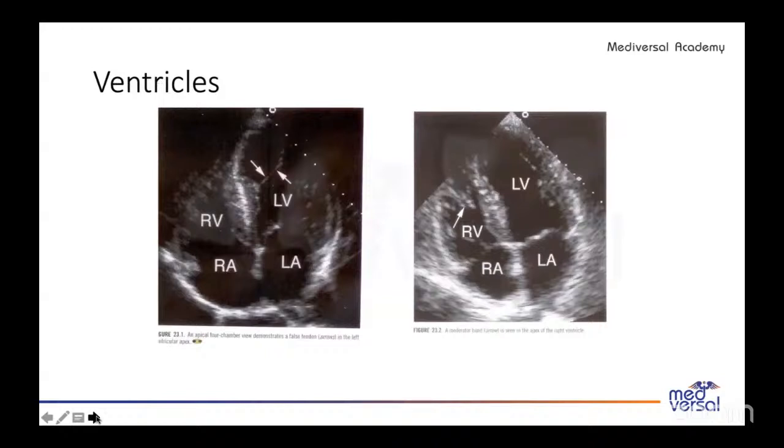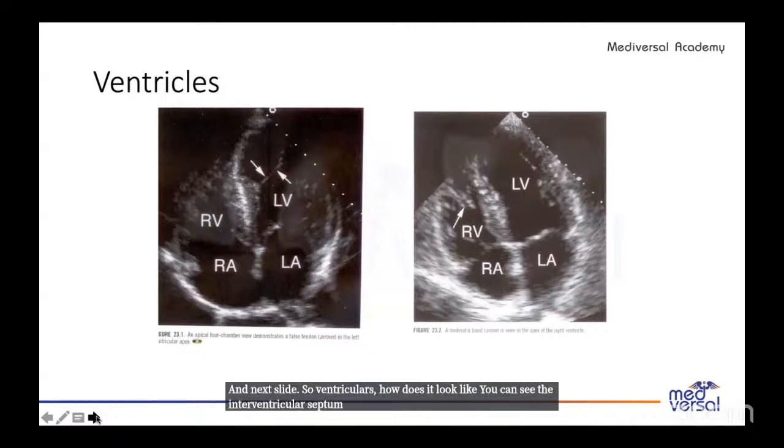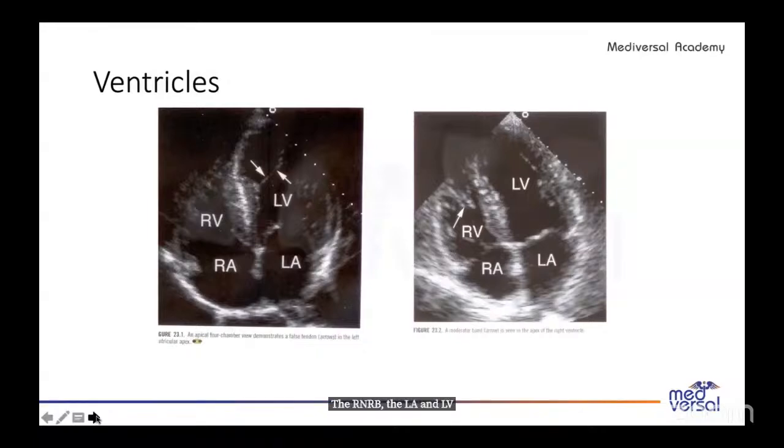So ventricles, how do they look? You can see the interventricular septum, which is thick on the left side. And on the right side, again, you can see the moderator band is there in the RV. The RA and RV, the LA and LV is there, which is bigger. Next slide.